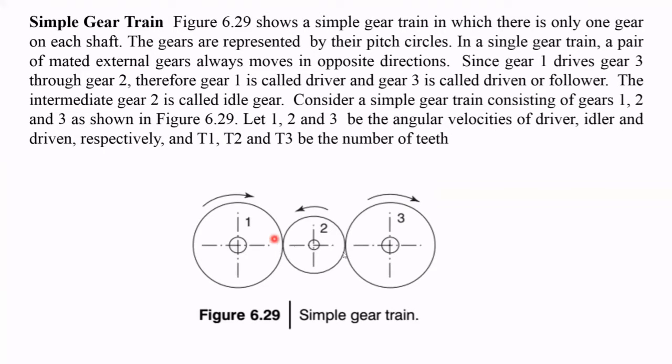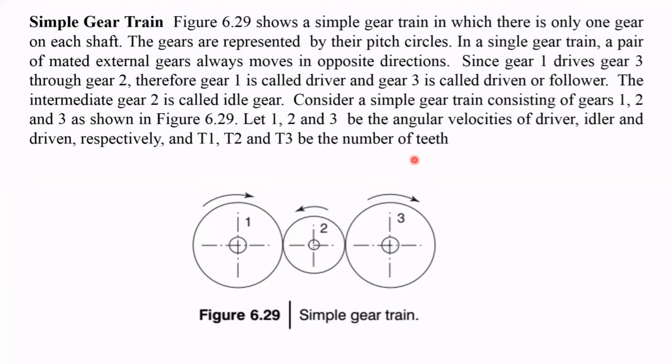See the diagram. Here we have three gears. Gear 1 is mounted on one shaft, gear 2 is mounted on another shaft, and gear 3 is mounted on another shaft. Each shaft carries only one gear, and the power is transmitted from gear 1 to gear 2 and gear 2 to gear 3. Here gear 1 is called the driver, and gear 3 is called the driven gear. The power is transmitted from the driver to the driven gear. This type of arrangement, where each shaft has only a single gear, is called a simple gear train.